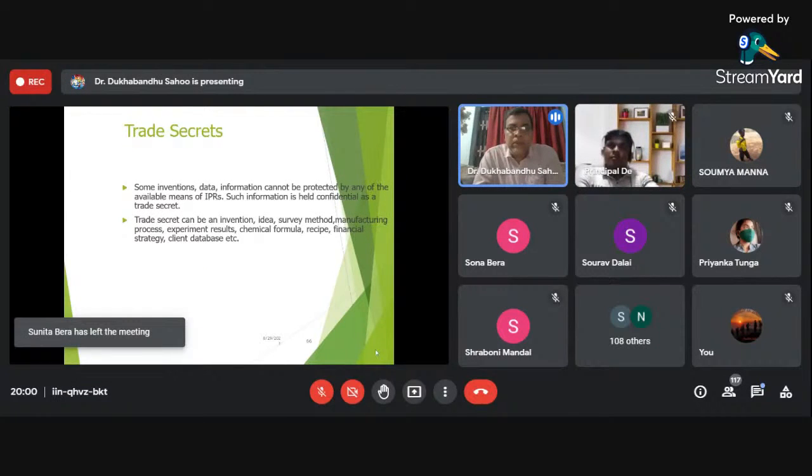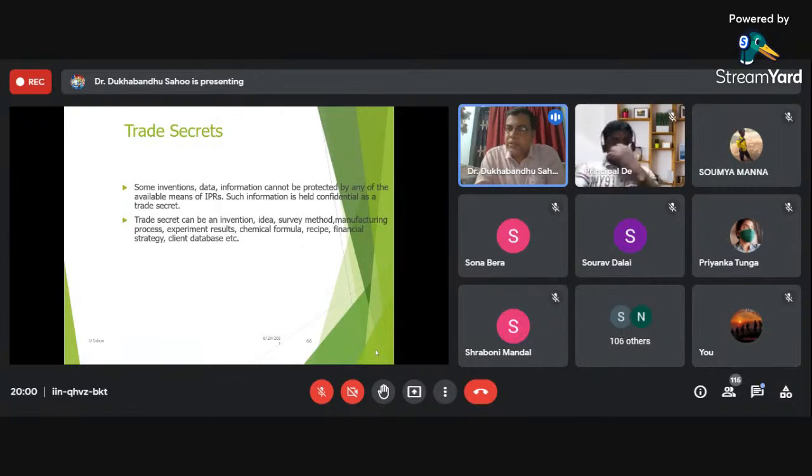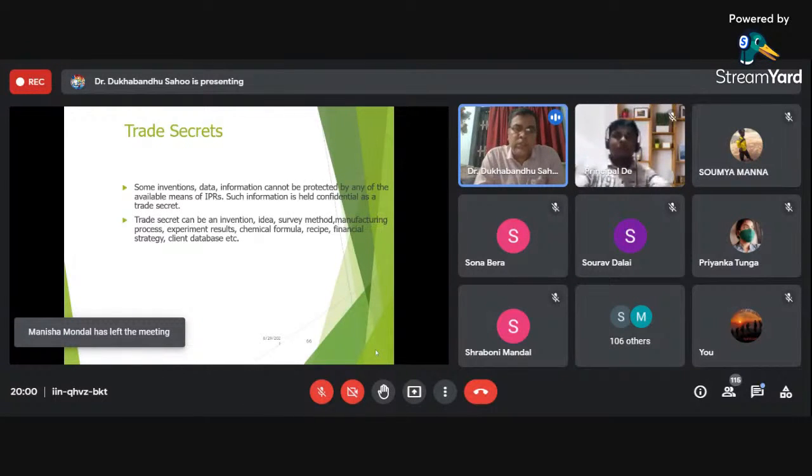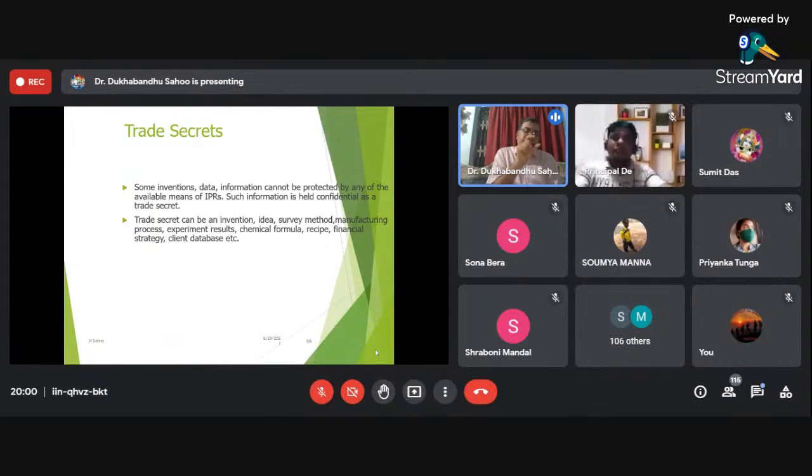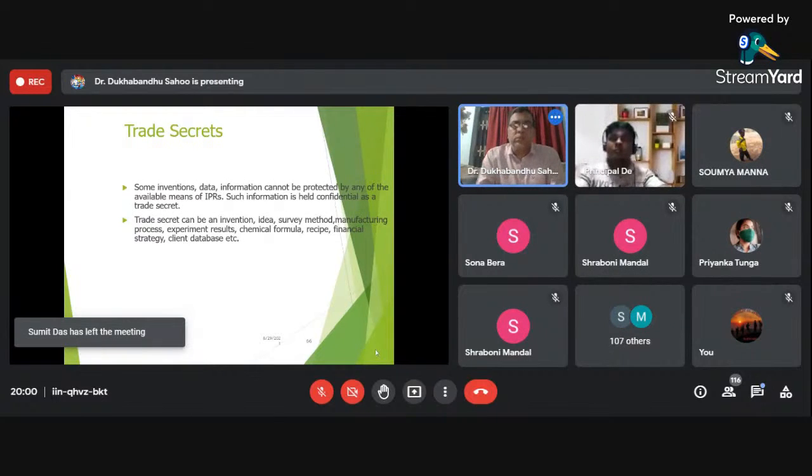So, trade secrets. Some inventions, data and information cannot be protected by any of the available means of IP. Even if you give copyright or patent or whatever, it still cannot protect the trade interest or commercial interest of certain individuals or organizations. Say Coca-Cola uses a particular ingredient which is only known to Coca-Cola. Similarly, Pepsi uses a particular component which is only known to Pepsi.